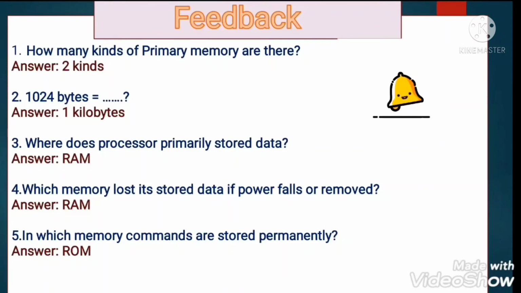Number 4. Which memory loses its stored data if power fails or is removed? RAM. Number 5. In which memory are commands stored permanently? Guess. ROM, that is read-only memory. Actually, these questions are very simple, very easy. After that, I need to check, so I made this question for you.